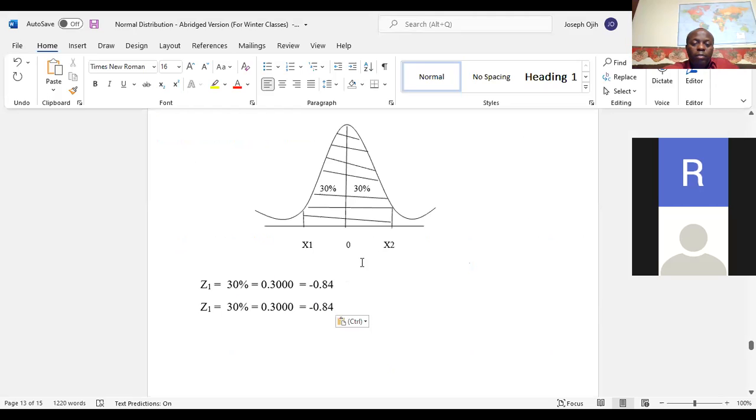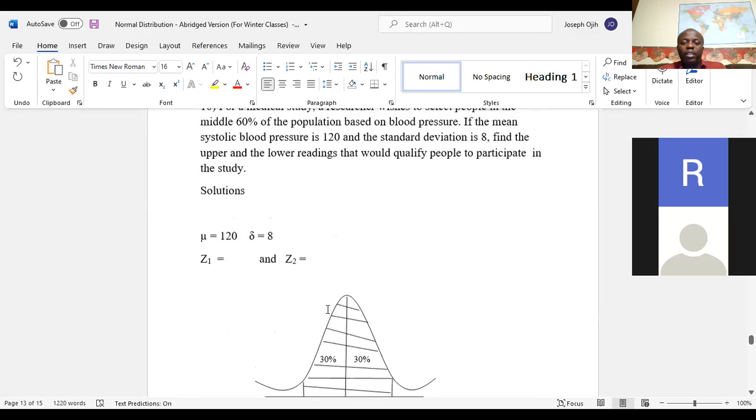Here for this one is x2, which is on the right side. So by symmetry, remember, halfway is the same on both sides. Because there's symmetry, z2 will also be 0.84, as we said, in the middle 60%. The only difference is that because it's on the right side, it's going to be positive. So we have our z1 and z2.